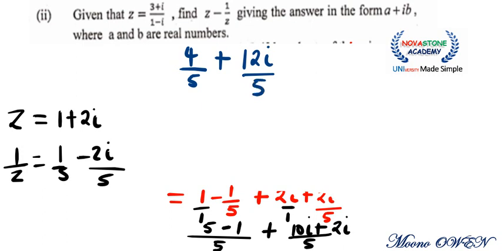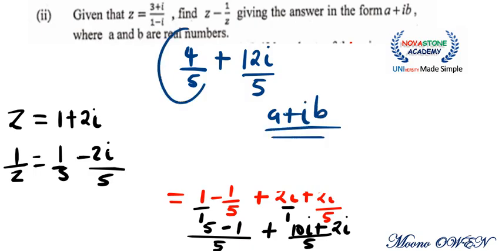Okay, so basically this will be my final answer because it's already simplified in the form that they've asked us. They want it in the form of a plus ib, which we've done. This is the real part, this is the imaginary part. So basically this is how we solve this question.